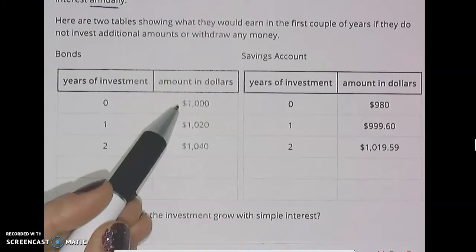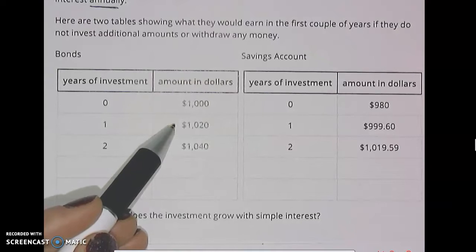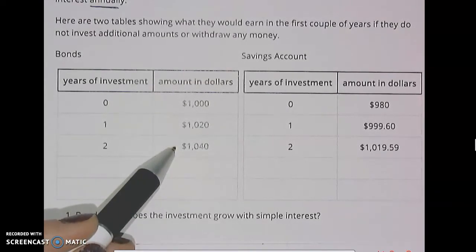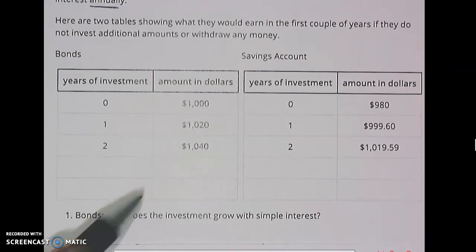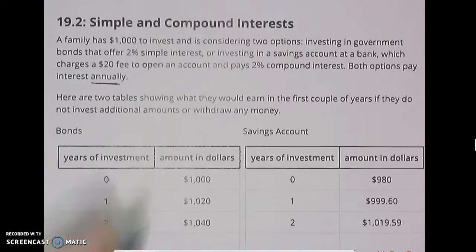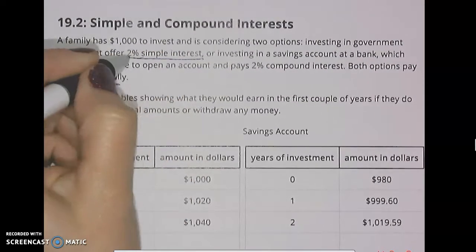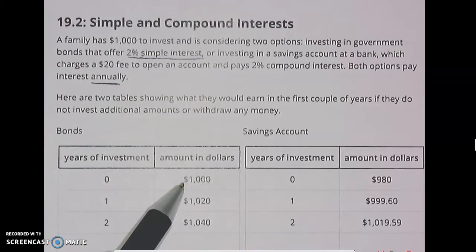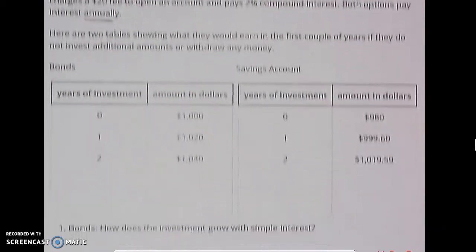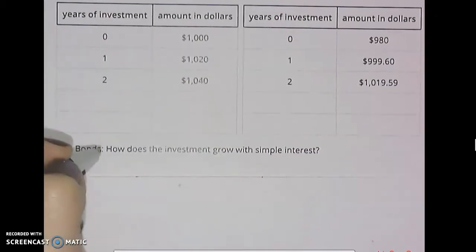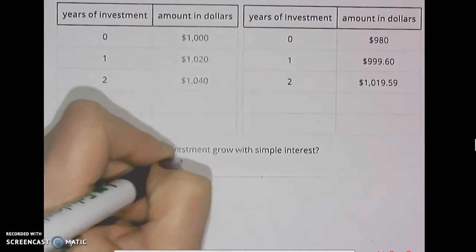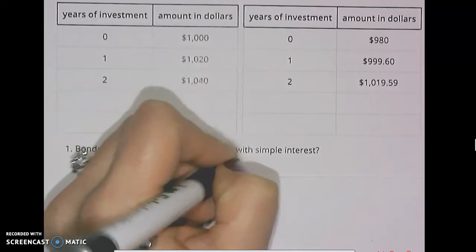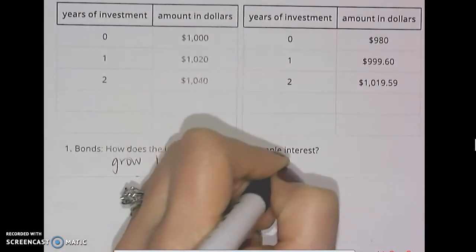The starting amount is $1,000. And then after 1 year, we have $1,020. And after 2 years, we have $1,040. What's happening here each time? So they're adding 20, okay? And this is 2% simple interest, which means they take 2% of the initial amount, which would be $20, and you just add it each year, okay? So this investment would grow linearly because they add $20 each year.